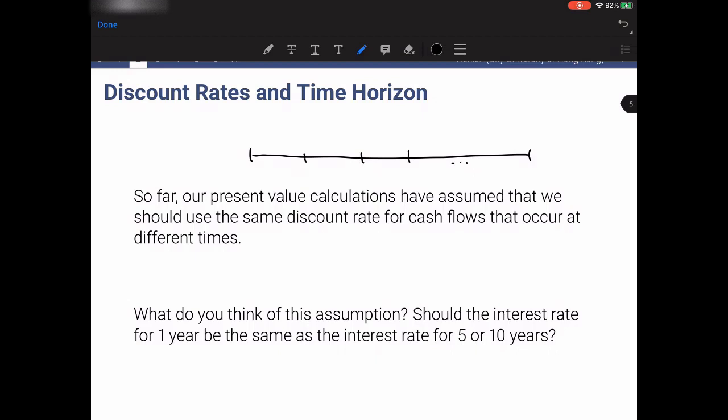Let me write the timeline on top. So 0 designates time, today's time. 1 is 1 year out. 2 is 2 years out. 3 is 3 years out. And ... means there are some numbers in between, all the way to time capital T.